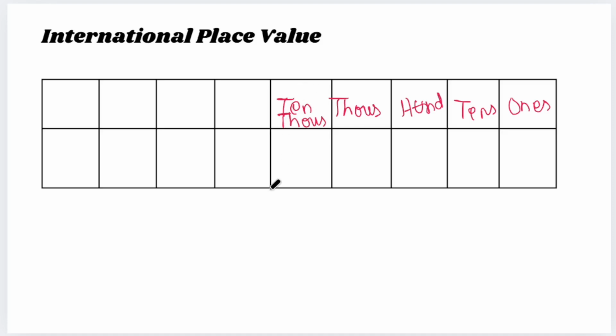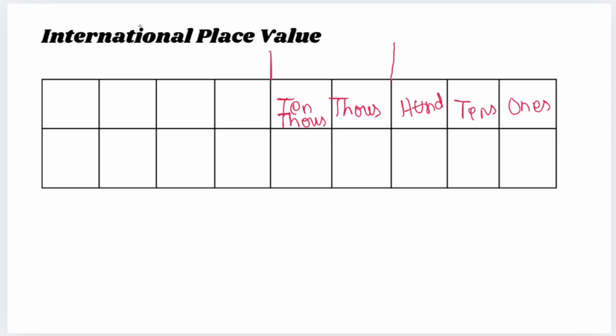This is the basic we have seen: ones, tens, hundred, thousand, 10,000. So in the Indian system, what we have seen after 10,000 is lakhs, 10 lakhs.